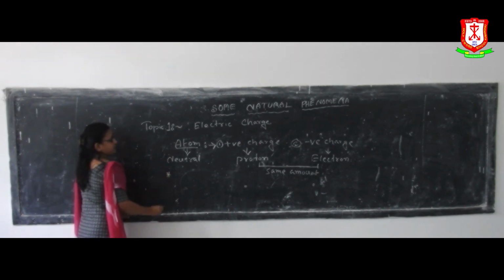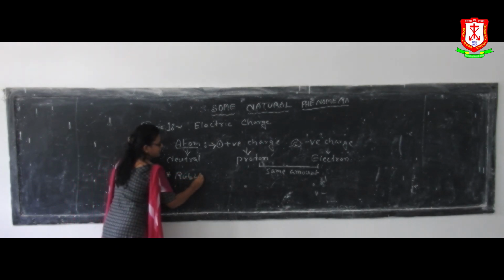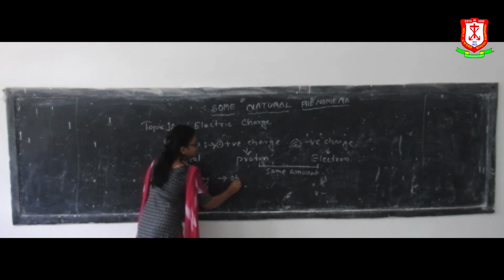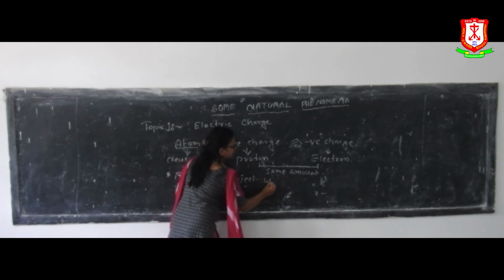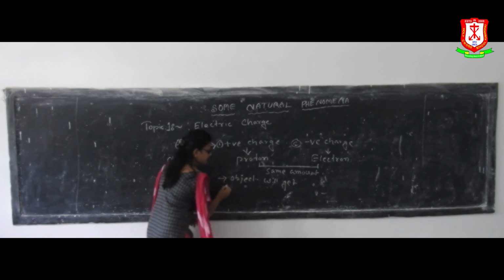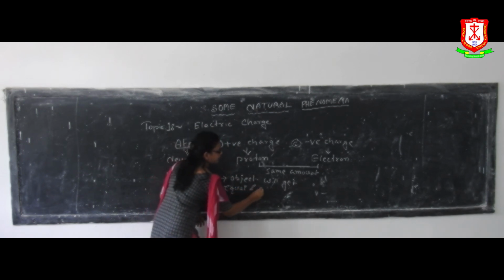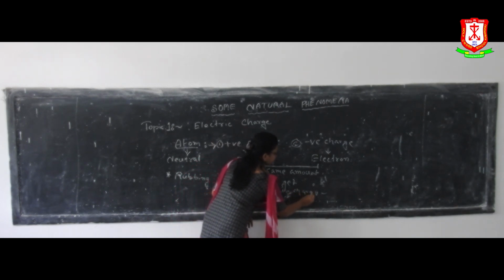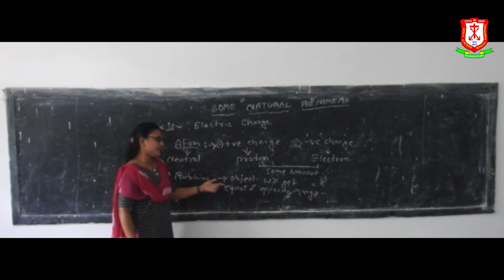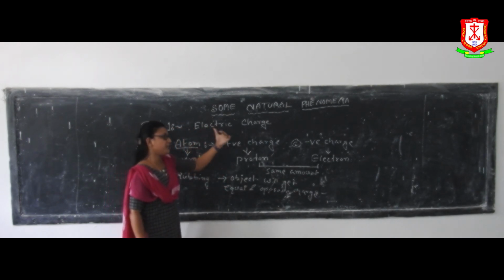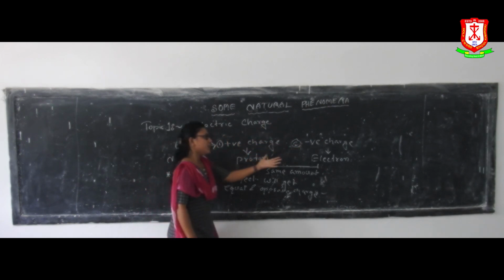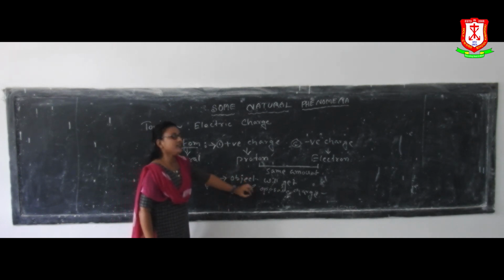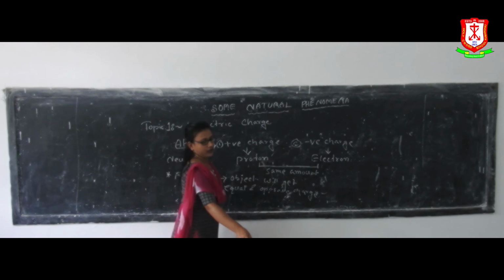Now one more thing: by the rubbing process, objects always get equal and opposite charges. Why? Because every object has atoms, and the atoms have an equal number of positive and negative charges. So if we rub any substance, any object, they will always get equal and opposite charges. Okay, thank you.